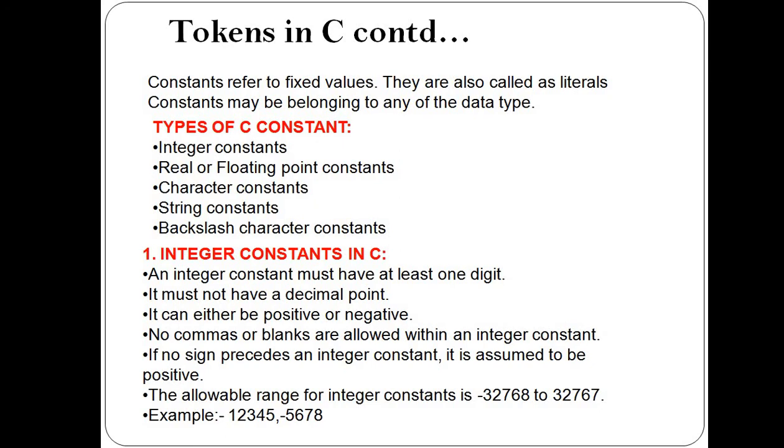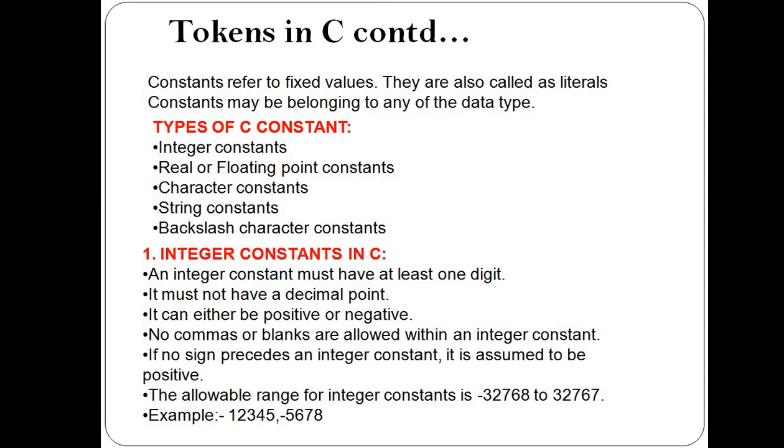The integer constant may be either positive or negative. Means what? We can give the constant value as positive as well as negative. No commas or blanks are allowed within an integer constant. We cannot give a space between any digits, or we cannot specify commas either. Means we cannot write 1 2 3 comma 4 5, or we cannot write 4 5 comma 3 4 6. So this is not allowed for giving a constant value in the C programming language.